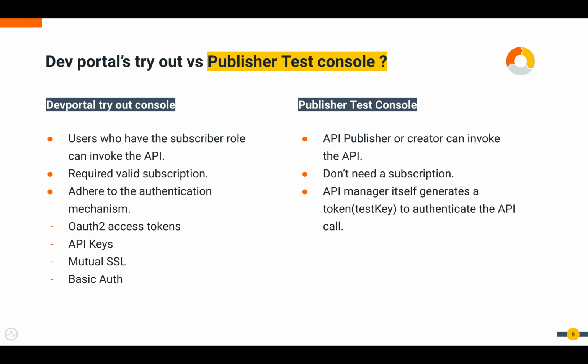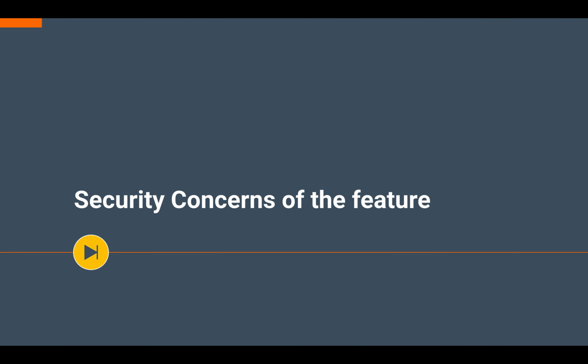WSO2 API Manager offers multiple authentication mechanisms such as OAuth2, API key, basic auth, and mutual SSL to secure your API from unauthenticated access. This is basically for published APIs for the consumers. But in the Publisher test console, API Manager itself generates a token which we call the test key. It prevents unauthorized access. Then we will discuss the security concerns of this feature.